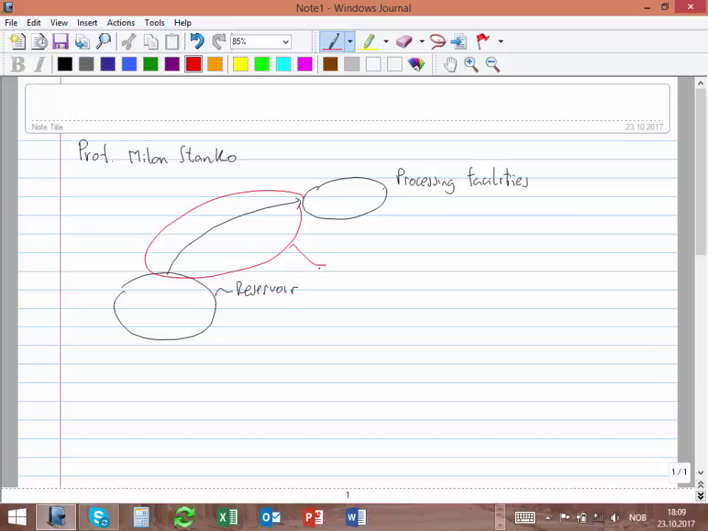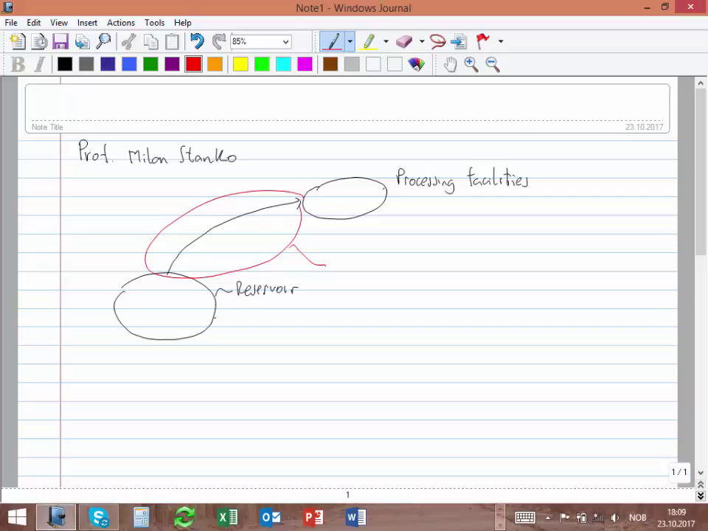So in this first part of the class, we are going to look at how this system looks like. Here we just have an arrow, but we are going to look at what kind of things we use to produce oil, because that's important to have in mind when we go to the second part, which is flow equilibrium, nodal analysis. How do we analyze these systems?